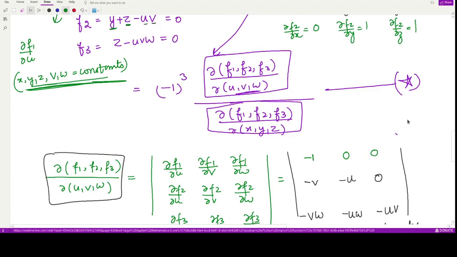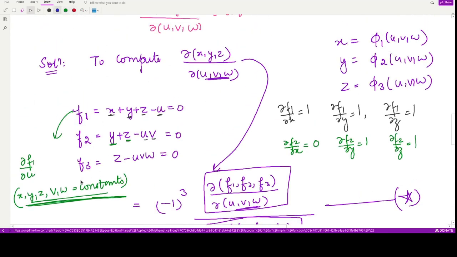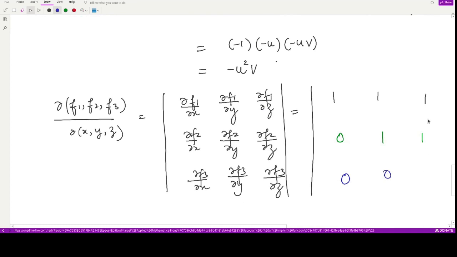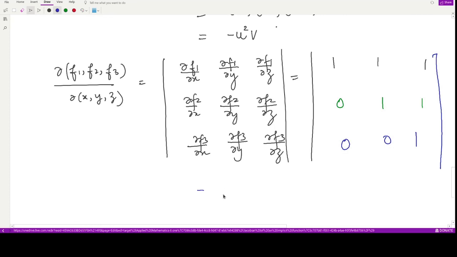And for the last quantity, for f3, there is no x and no y and only z is there, and u, v, w are constants. So del f3 by del x is equal to del f3 by del y, which is equal to 0, and del f3 by del z is equal to 1. Substituting these values, we have 0, 0, 1. Again, this is in the upper triangular form, so you can just multiply the diagonal entries. So it is equal to 1.